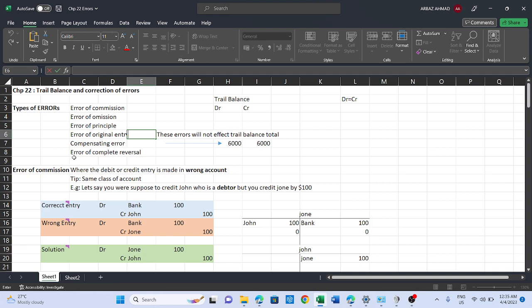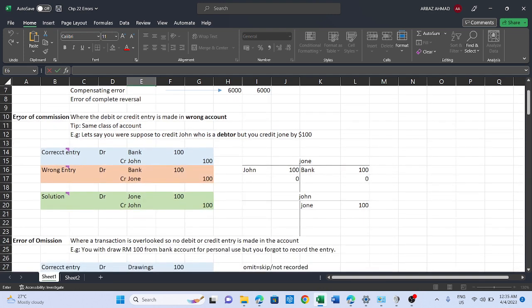Okay. So let's look at the examples. First, we have error of commission. So this is about where the debit or credit entry is made in the wrong account. So here the tip is it has to be the same class of account. So if it's an asset, it has to be an asset. If it's an expense, it has to be an expense. For example, if you were supposed to have an entry for a trade receivable, the amount you enter in the wrong account also has to be a trade receivable or at least an asset.